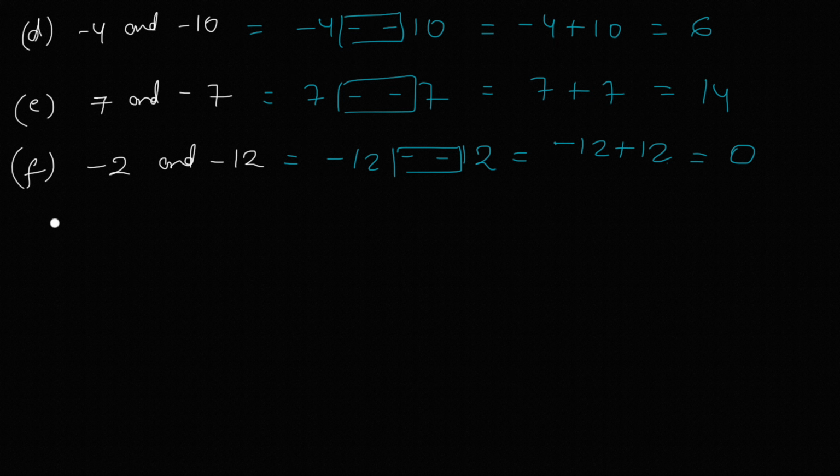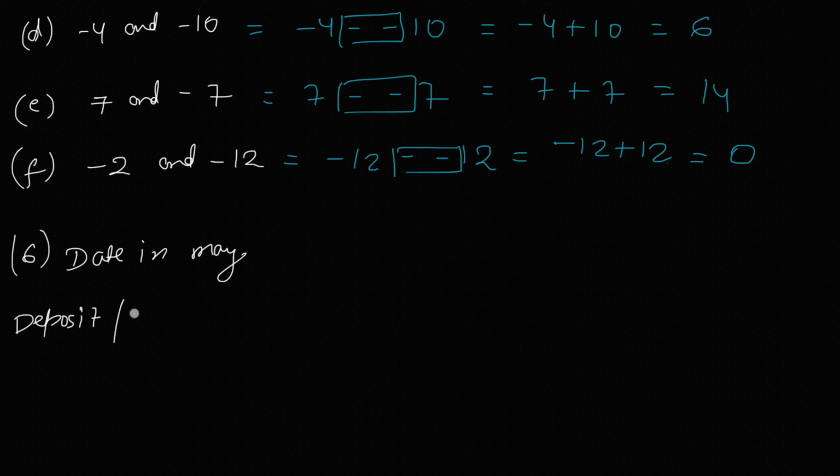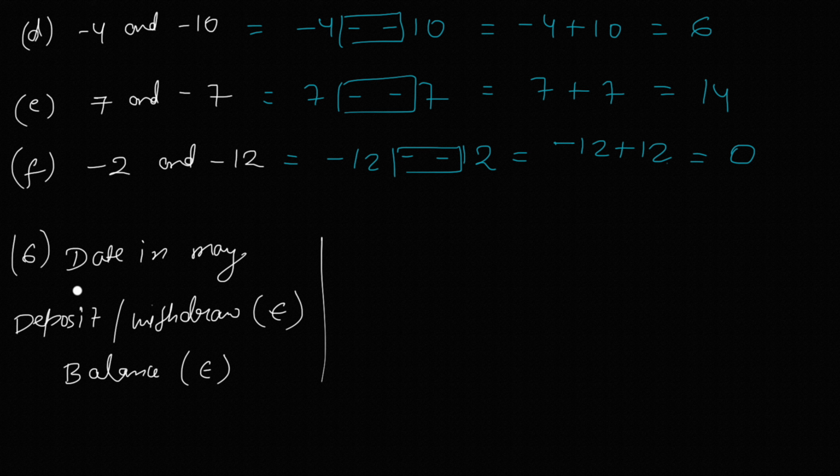Okay. Now question number 6 is a table that is given, and we have to fill that table. So let's say it is the date in May, then deposit or withdraw. This is in euro, and we have to write the balance. This is also in euro, the European currency.